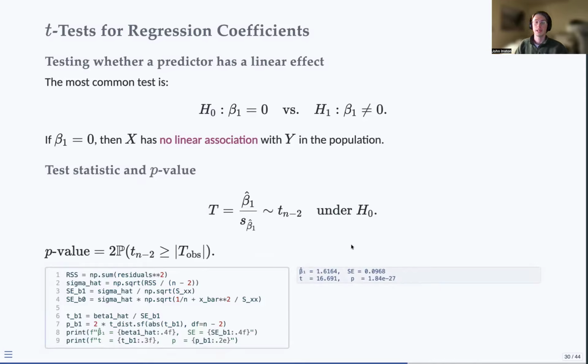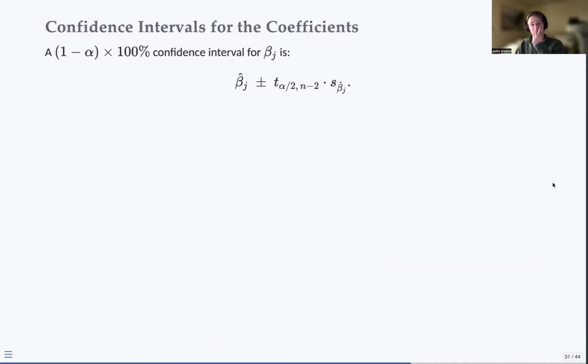So these are our values. You can see here our p-value is extremely small. So very, very strong evidence that we should reject H0 and conclude that this is not 0, which is what we'd expect from what we've seen already, because we know this data has a strong linear relationship.